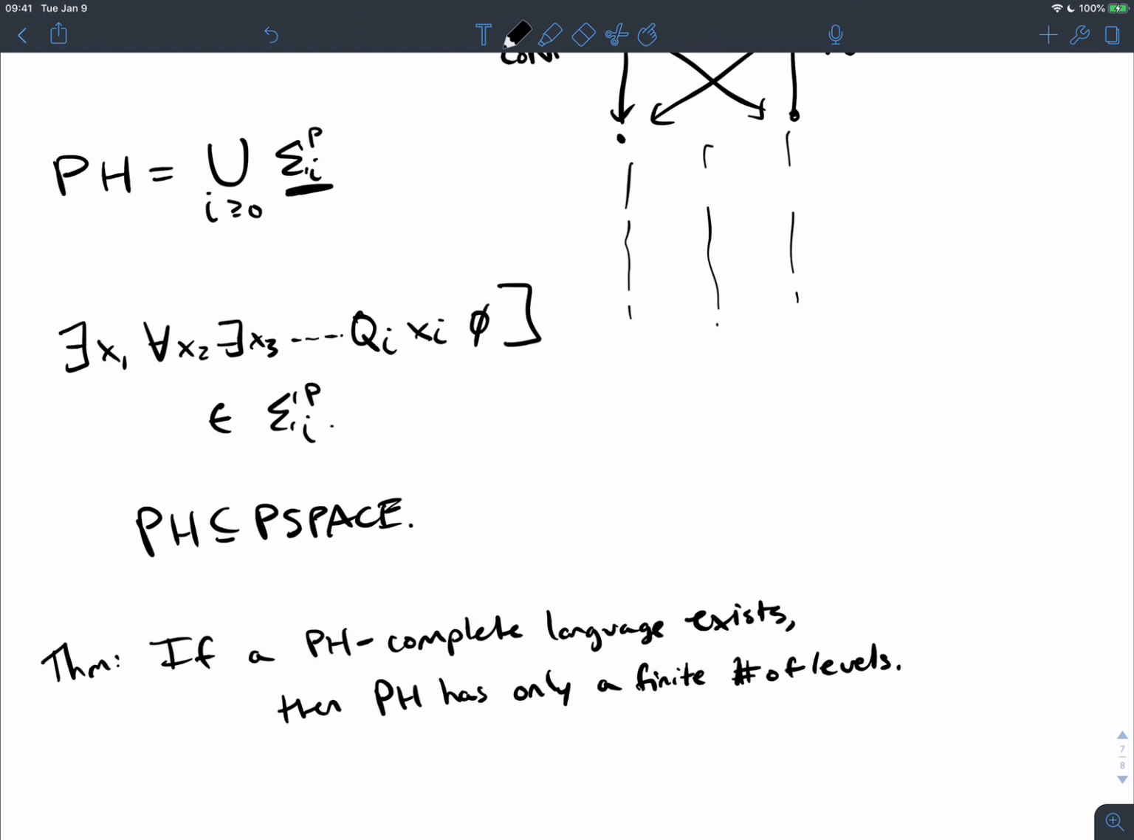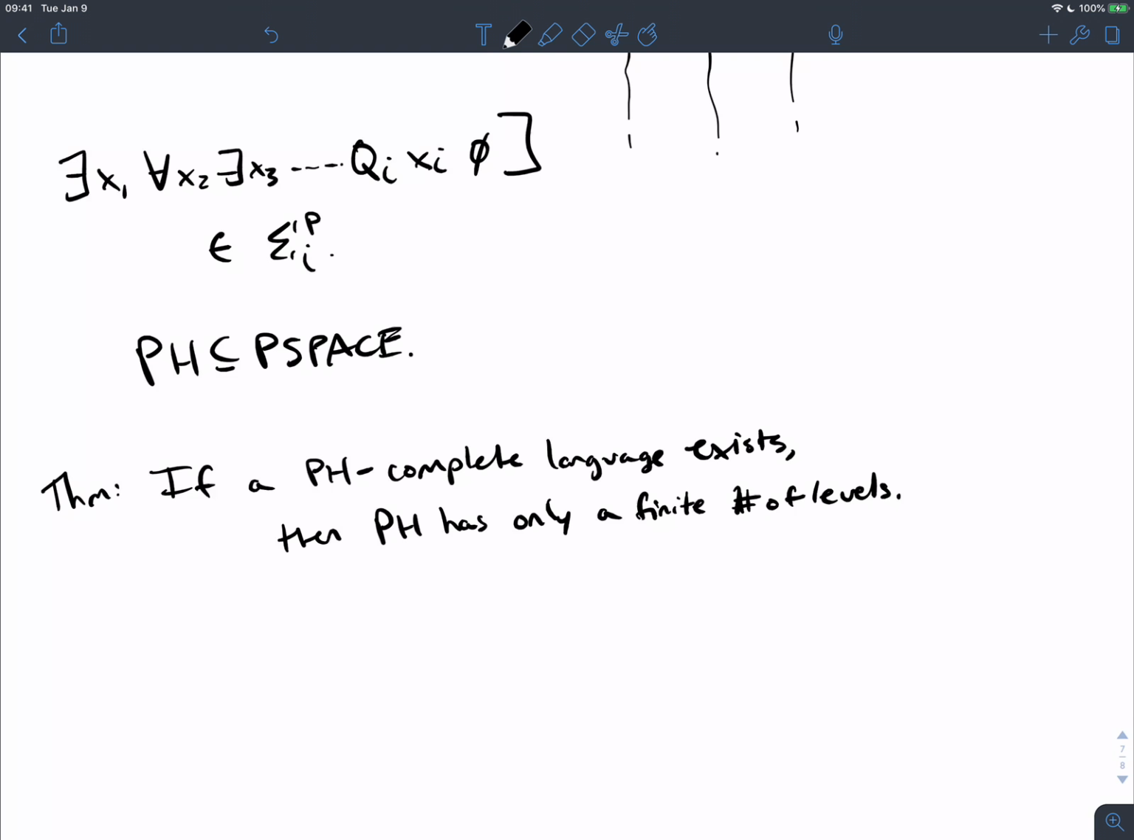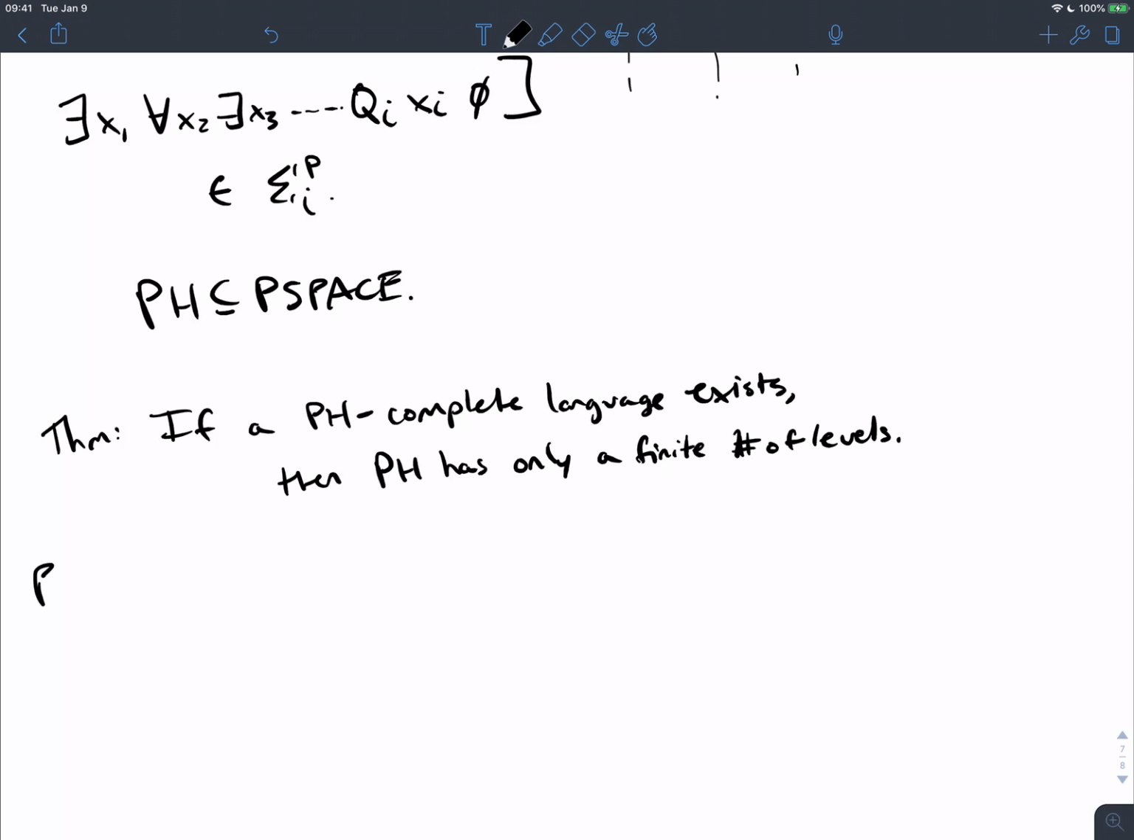But this theorem says if there's a complete problem for the entire hierarchy, then there's only a finite number of layers, meaning that if you look at that last layer and then try to put another oracle onto it to increase the power of it, you don't get any more languages by doing so, which is pretty interesting. Most people think that this hierarchy is infinite because it seems like you really are getting more power every time, so it seems unlikely that there's a complete language. But how would you even prove this?